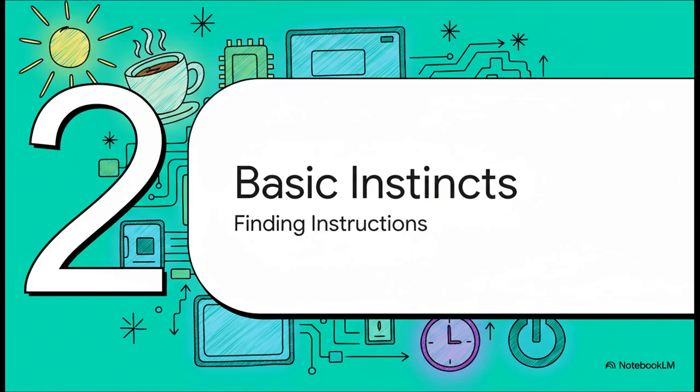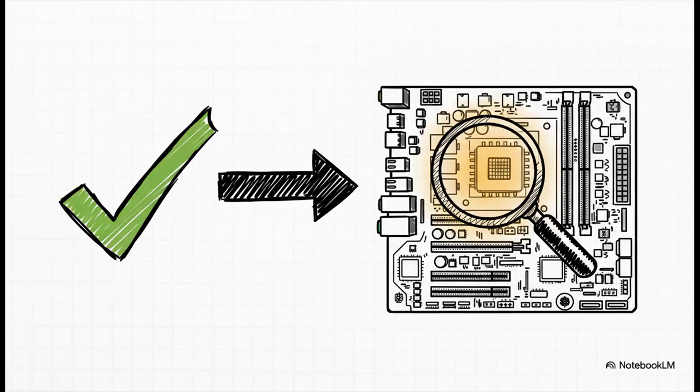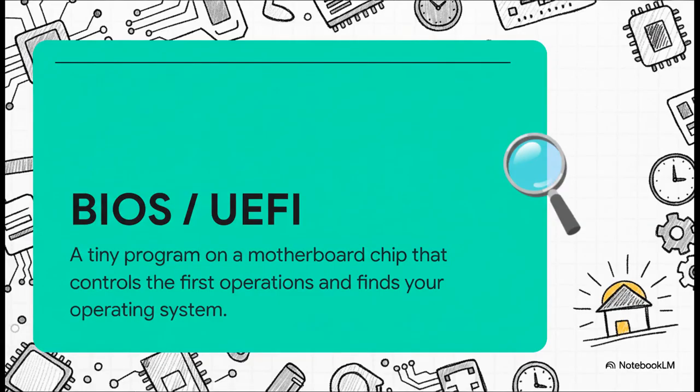Okay, so the computer's confirmed all its limbs are working. Now it needs to access its most basic, deep-seated instincts to figure out what to do next. So once the POST gives the all clear, the computer's processor starts looking for its very first set of instructions. And this is where a critical little piece of software comes in. It's called the BIOS, or on modern machines, the UEFI. What's really fascinating is where this BIOS lives. It's not on your main hard drive with all your documents and games. Nope, it's a tiny program that's permanently stored on a special chip right on the motherboard. Its only job is to handle the absolute first hardware operations and, most importantly, to know where to find the real brains of the operation.